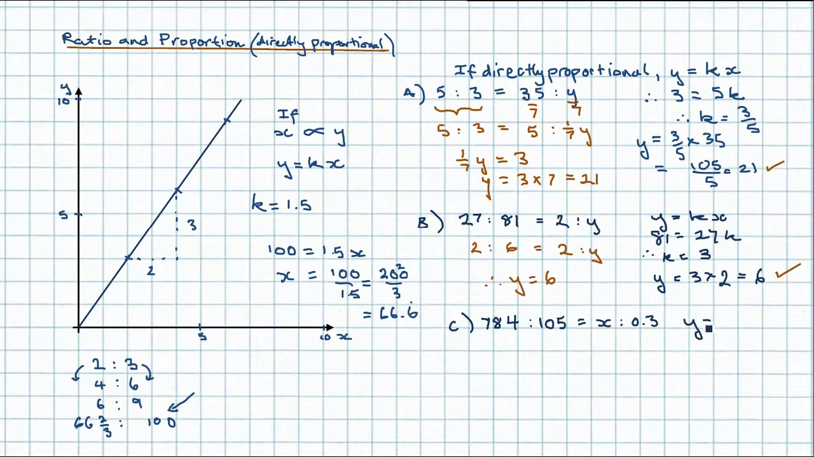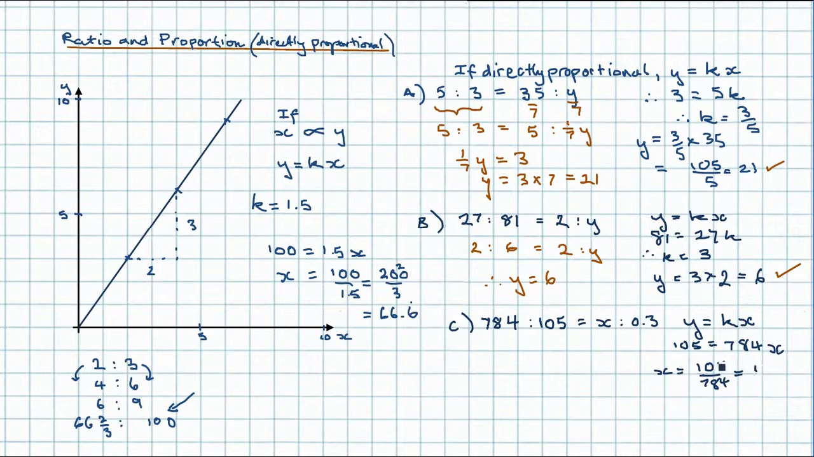Okay, so again, we've got y equals some constant k times x, and we're going to find k first. We use the left-hand values, so we've got 105 equals, what's x? 784 times k. So we've got k equals 105 divided by 784. Now I'm going to use my calculator for this. I think we could just divide by 7, but let's not use the calculator for the moment, because we'll get a decimal answer. I'm going to keep it as a fraction.